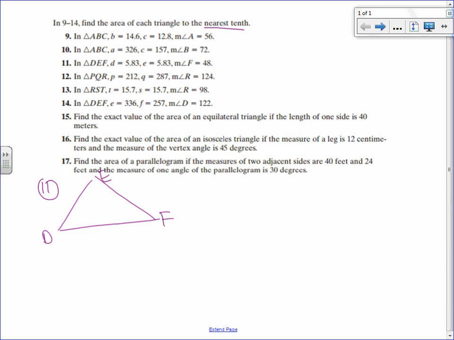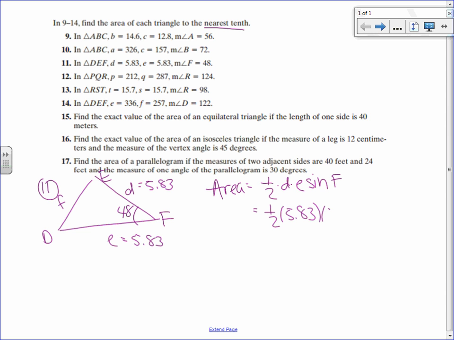D, E, F. Here's little d, little e, little f. Little d is 5.83. Little e is 5.83, so I'm working with an isosceles triangle right now. And angle F is 48 degrees. Area, 2 sides and the included angle, that's fine. Area will equal 1/2 times little d times little e times the sine of F, which is 1/2 times 5.83 times 5.83 times the sine of 48, which you can plug into your calculator and round appropriately.